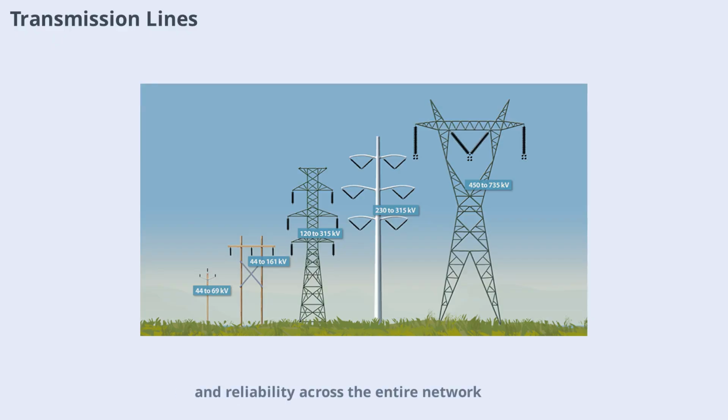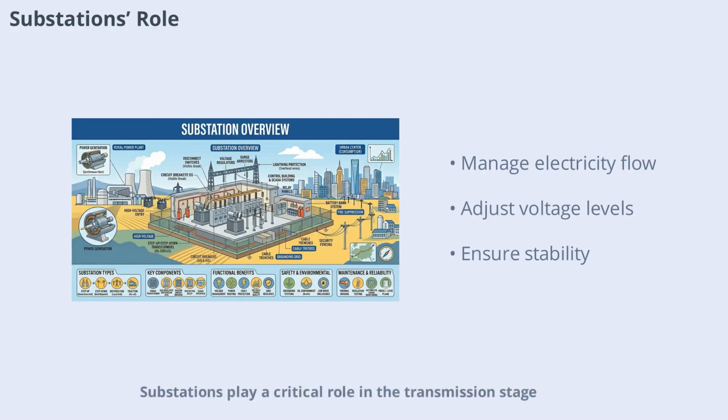Substations play a critical role in the transmission stage. They act as control centers, managing the flow of electricity and adjusting voltage levels as needed. Substations ensure that electricity remains stable and reliable as it travels across vast distances. Without these key nodes, the power system would be much less efficient and far more prone to outages and instability.